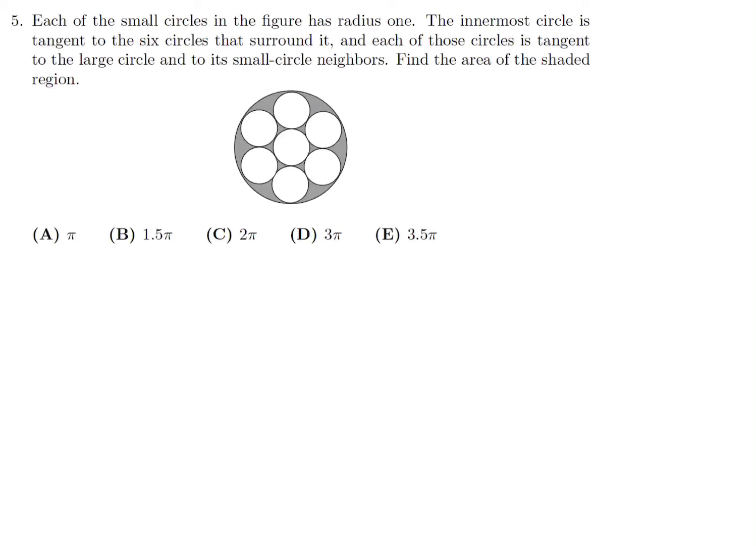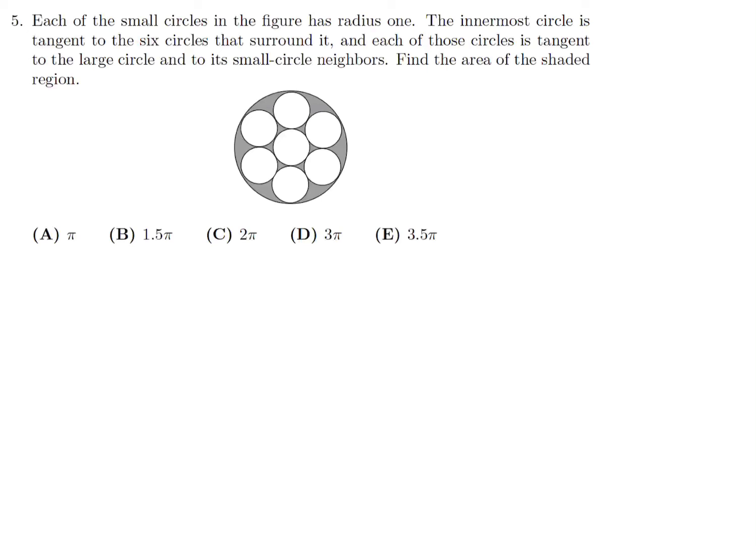Each of the small circles in the figure has a radius of 1. The innermost circle is tangent to the 6 circles that surround it, and each of those circles is tangent to the large circle and to its small circle neighbors. Find the area of the shaded region.